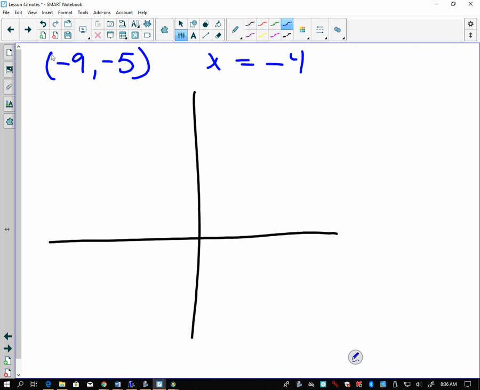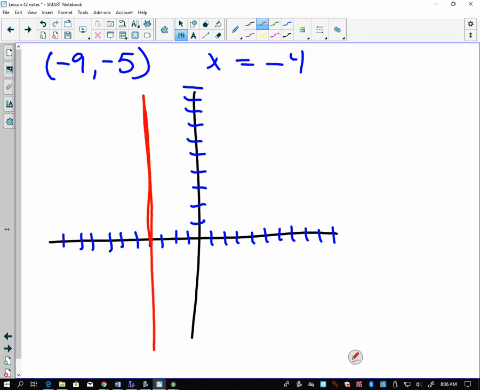All right, so 1, 2, 3, 4, 5, 6, 7, 8, 9, 10. Okay, that ought to give us enough. The line x equals negative 4 would be right here, correct? The point, negative 9, negative 5. I guess we need some down here too.